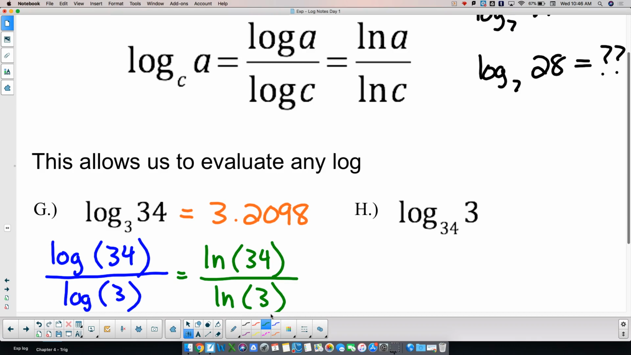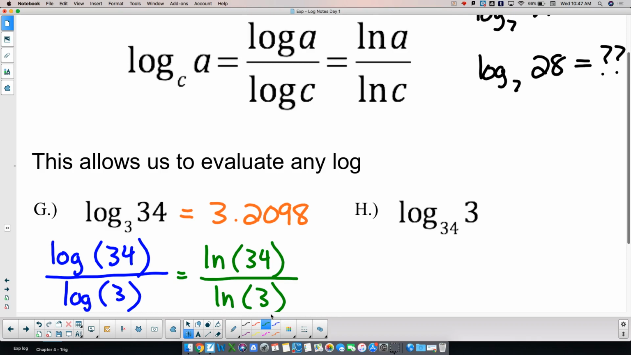So you can choose which one you want to use. Blue or green, but you can't make a blue-green fraction. It's got to be logs or natural logs, top and bottom. You can't do one log and one natural log. Everybody good on that? Okay.